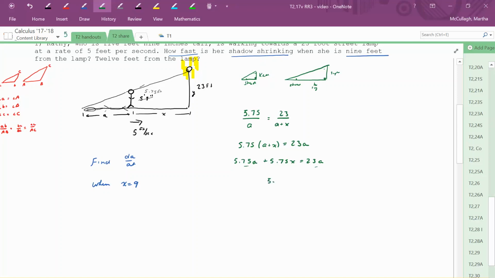So I have 5.75x is equal to 17.25a. And now I'm in a place where I can take the derivative. 5.75 dx/dt is equal to 17.25 dA/dt. So I've taken the derivative.